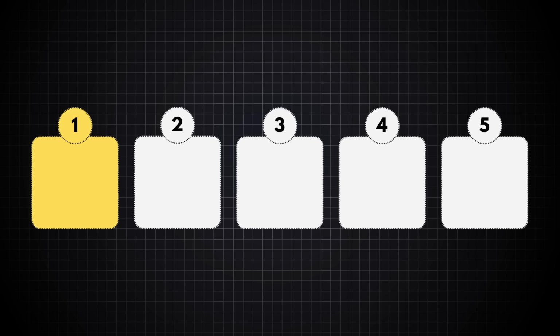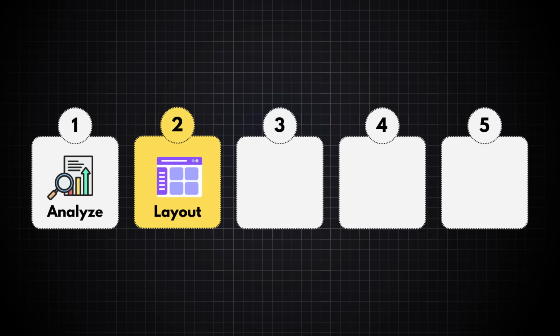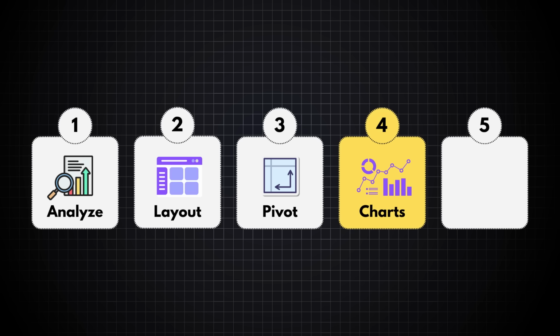In step 1, we will analyze the data and decide how to design the dashboard. In step 2, we will create the dashboard layout using cards and text boxes. In step 3, we will summarize and group our data using pivot tables. In step 4, we will create charts and graphs to display key trends and insights. And finally, in step 5, we will use slicer or filter to make the dashboard fully dynamic.